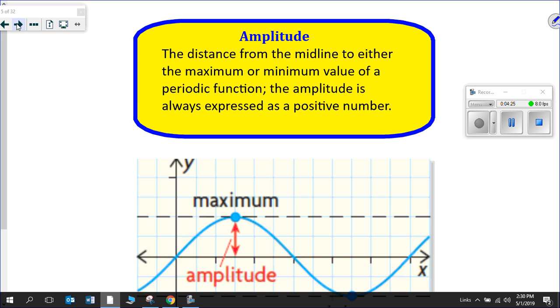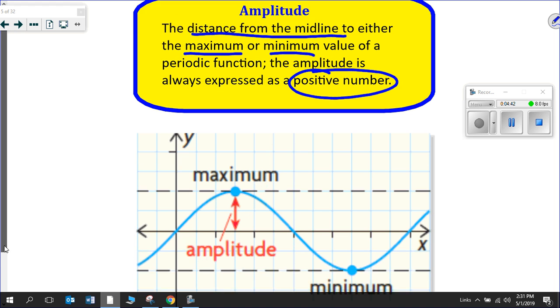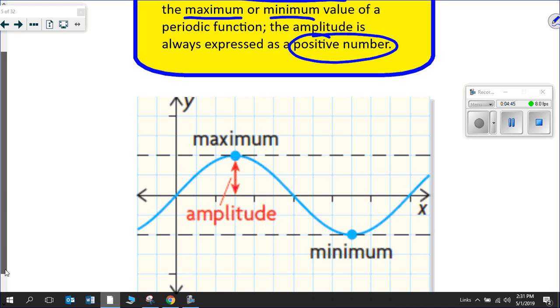Our next definition is amplitude. Amplitude is the distance from the midline to either the max or the min. No matter which way you go, you always say amplitude as a positive number. So here's the picture, where they have a midline. If you look, the distance up to the maximum is 2. The distance from the midline down to the minimum is 2. So your amplitude would be 2. I would never say the amplitude is -2. It's always positive.